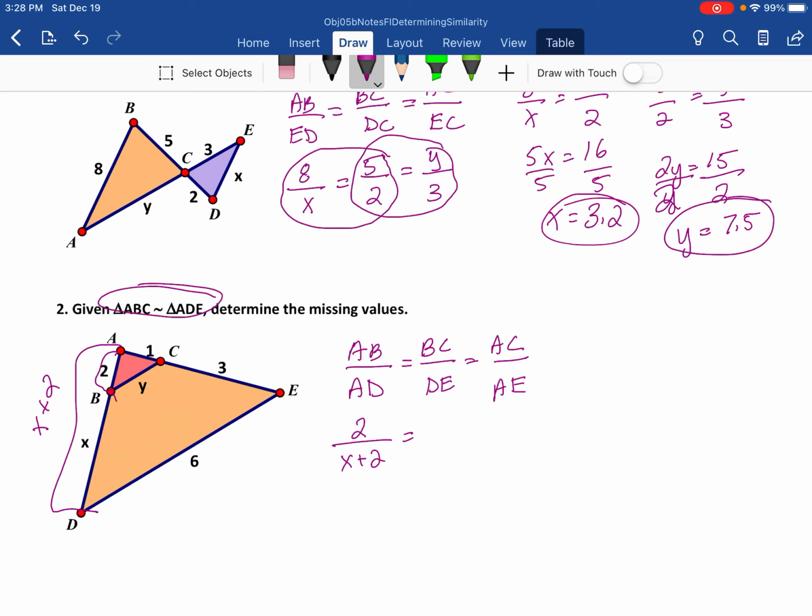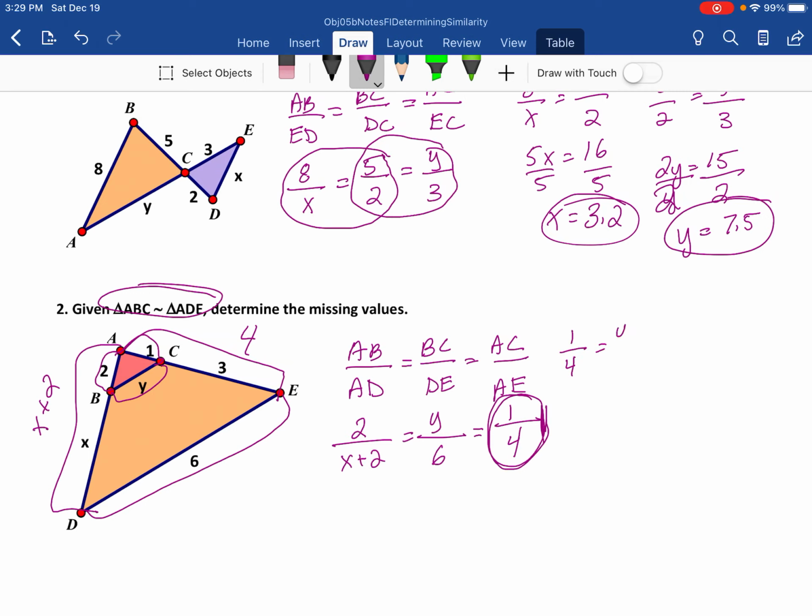My distance from B to C is Y. My distance from D to E is 6. My distance from A to C is 1. My distance from A to E is going to be 4. I look at this, I have this 1/4 here. This is the ratio that I'm going to use to solve my proportions.